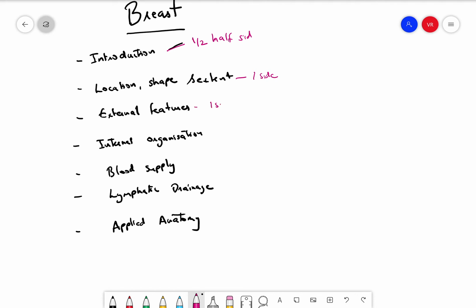So I'll write about the external features on one side, the internal organization I would write for another one side. So that is 3.5 sides for just introducing the breast, and the blood supply I would write for 2 sides because of the sub question in my essay. On my lymphatic drainage I would write for 2 sides, and applied anatomy I would write for maybe 1.5 sides.